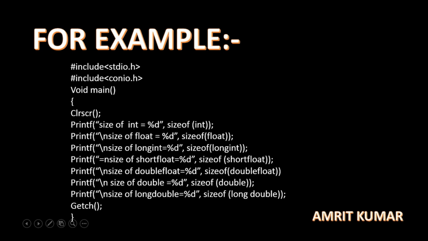Now, moving on to some of the examples, this is also a most important example that I have used here. Hashtag include stdio.h, hashtag include conio.h. So hashtag include stdio.h means standard input output header file. This is that file I have included in this program. And conio.h, console input output header file, this is also a file that I have included in this program.